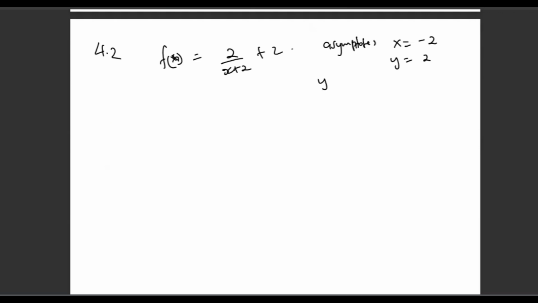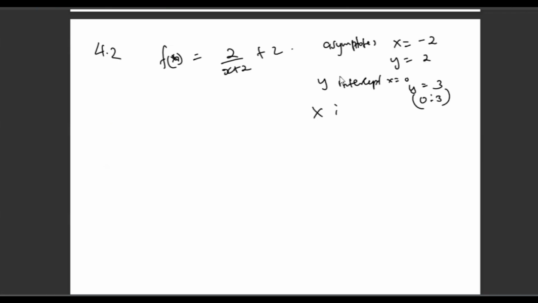So we know that for the y-intercept, x must be 0. You replace x with 0, and we're going to get y as 3. So (0, 3) becomes the y-intercept.